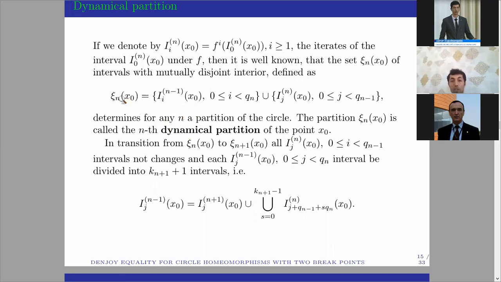And in the transition from the nth dynamical partition to the (n+1)th dynamical partition, all small intervals I_n do not change, and the big intervals I_{n-1} are divided into k_{n+1} intervals in the following way. So k_{n+1} is just a coefficient of the continued fraction.